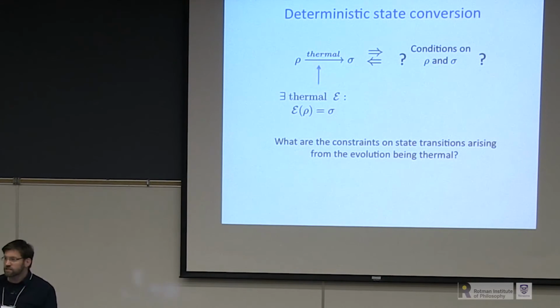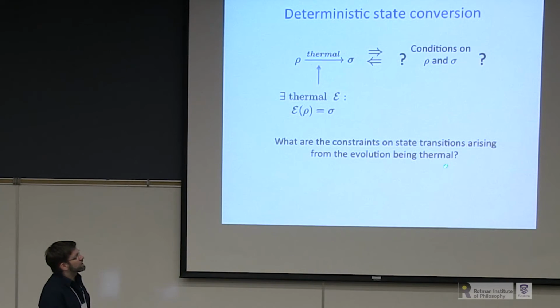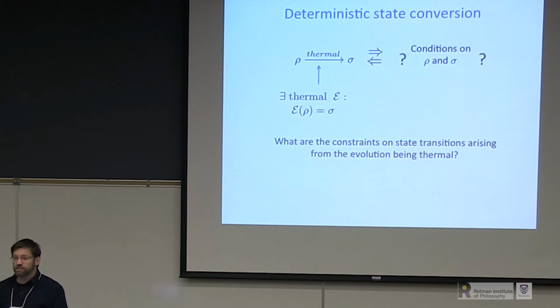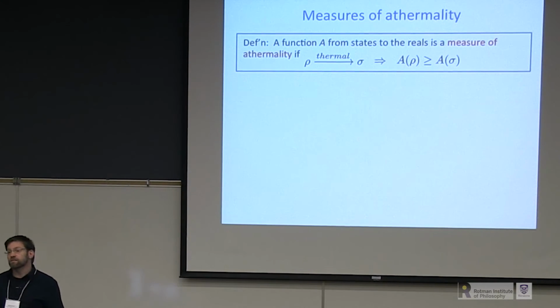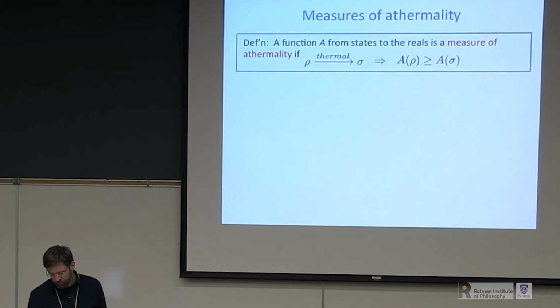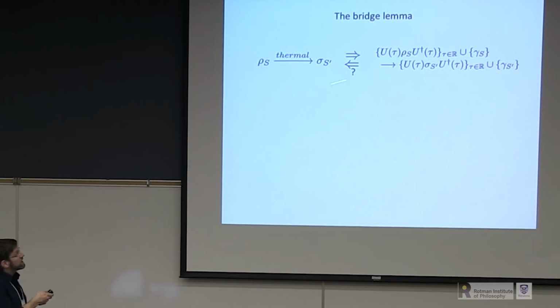Good. So we ask the standard question. Can I find conditions such that a state rho can go to a state sigma by some thermal operation? What are the constraints on state transitions that arise from the constraint that this evolution is thermal? I'll say a little bit about the full conditions later, but let's start simple and just talk about necessary conditions. So can we find measures of athermality, measures of how far you deviate from being a thermal state? Again, that's just a function which is non-increasing under these thermal operations. The same story as we had before. And once again, this is where information theory can help you out. You can make a bridge between the question you're interested in and a question about information theory.